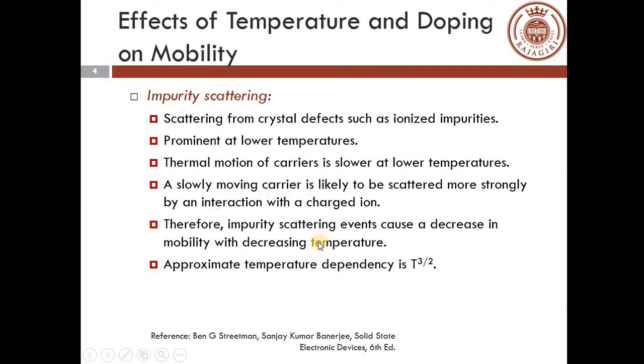So what happens? Impurity scattering leads to decrease in mobility with decrease in temperature, and this temperature dependence of mobility due to impurity scattering is given by T raised to 3 by 2. So, impurity scattering is the type of scattering that is prominent at lower temperatures, and lattice scattering is the type of scattering that is prominent at higher temperatures.